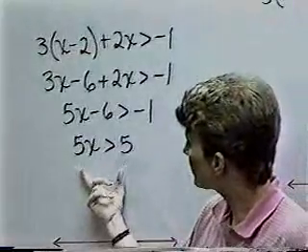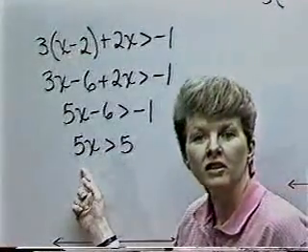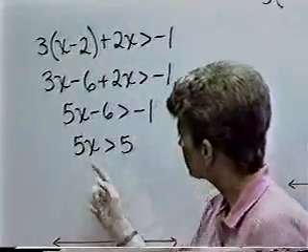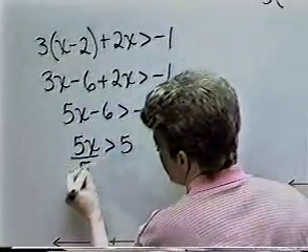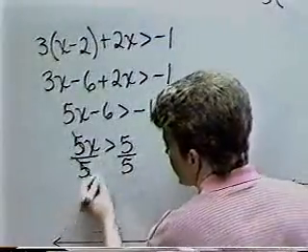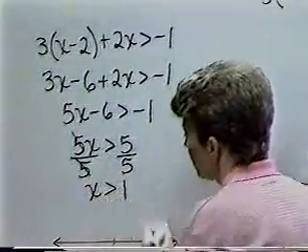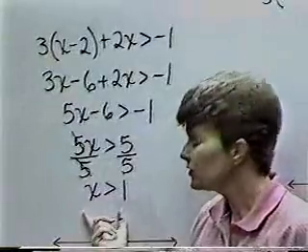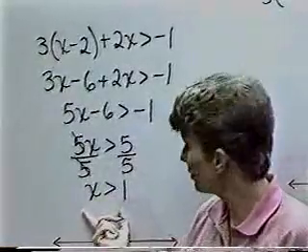Now finish solving by dividing both sides by the coefficient of x. In this case, the coefficient of x is 5. I'll have x greater than 1. So my solution is x greater than 1.